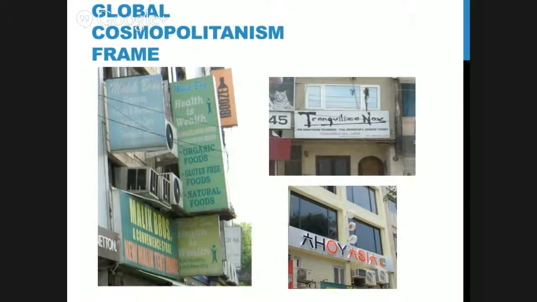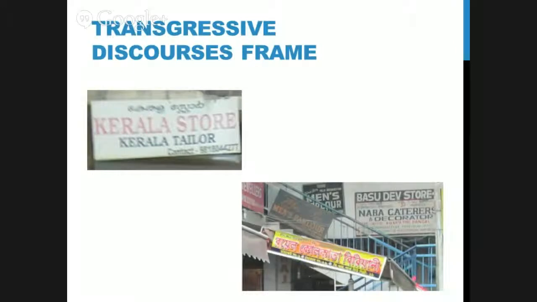They're kind of playing with the words, right? So it's this active reference to something that is distinctly non-local, kind of a wink, wink, nudge, nudge, like, oh, see, we're very much involved in this global cosmopolitan atmosphere. And the same thing here with organic foods and natural foods. And the next frame, transgressive discourses.